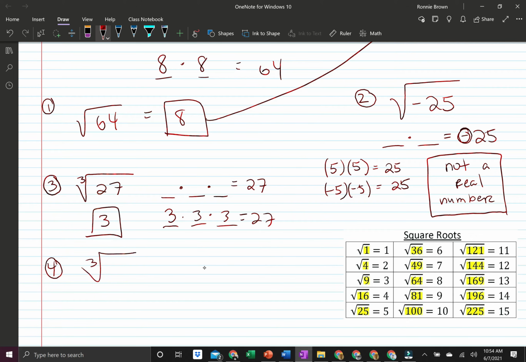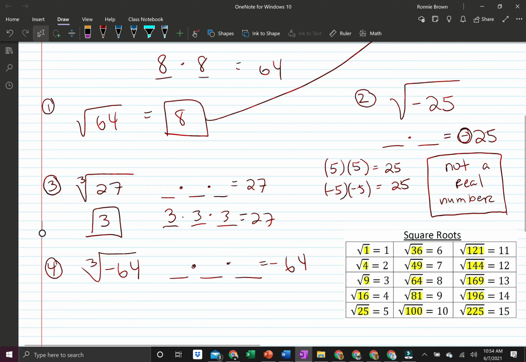Now we're going to take the cube root of negative 64. So same situation. I'm thinking, what number times itself 3 times will get me a negative 64? And remember, in problem number 2, it wasn't a real number because there was nothing times itself to make a negative 25. However, cube roots, that can possibly happen, right? We can possibly say, okay, some number times another number times another number, even if they're all negative, that will result in a negative answer, wouldn't it?